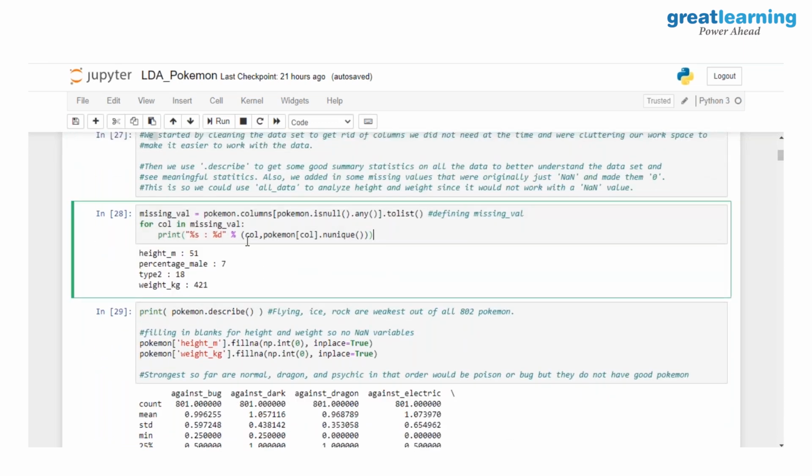So we tried to find out which of the columns had the missing values, and we got them printed. So we did find some of the missing values that you can see. I've already run the code to get the output in terms of height, percentage male, type 2, and weight. This was a critical one because we then used this as an important characteristic to go on to studying a specific type of Pokemon to perform further analysis. We're going to talk a little bit about that.